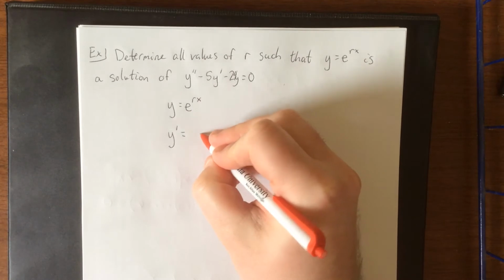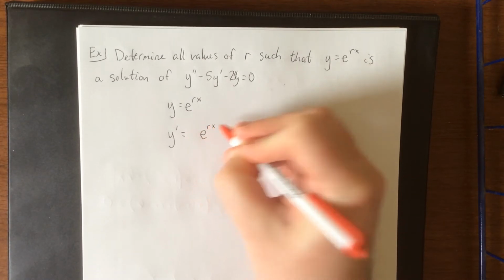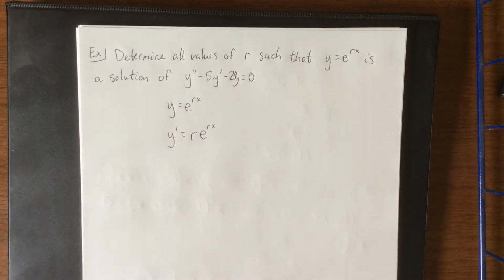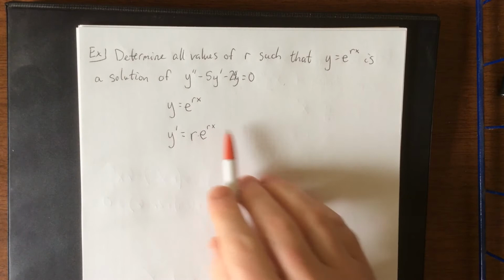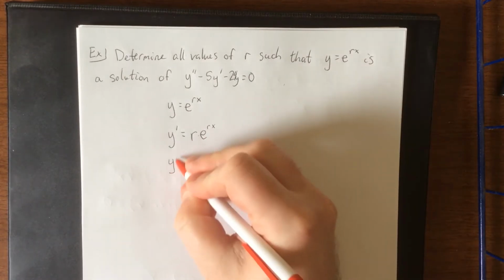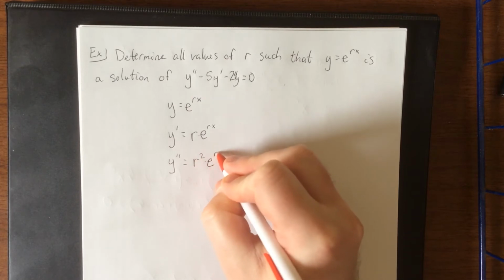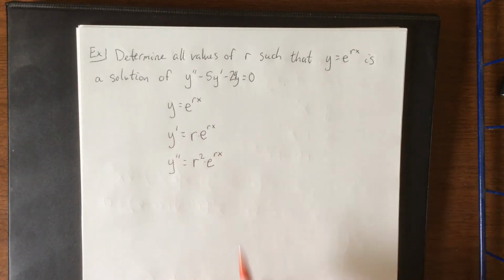Derivative of e to the rx will be e to the rx, and then the chain rule says multiply by the derivative of the rx that we see in the exponent. So r times e raised to the rx power. Taking a second derivative, the chain rule will give us a second factor of r, giving us r squared times e raised to the rx power.